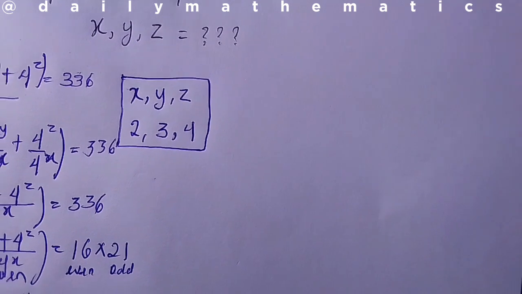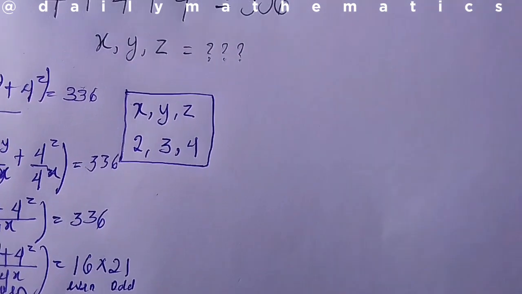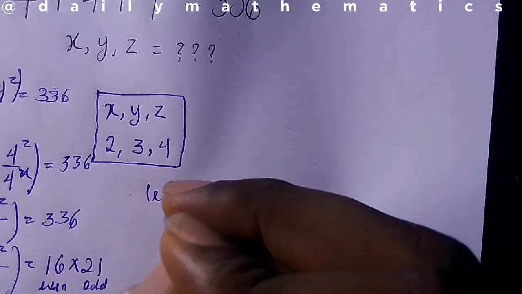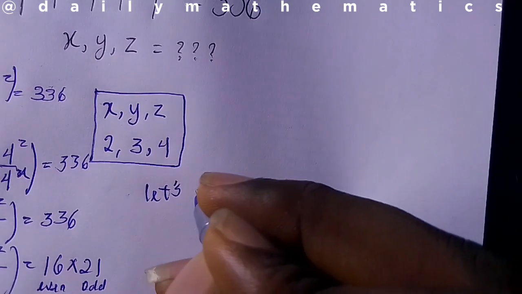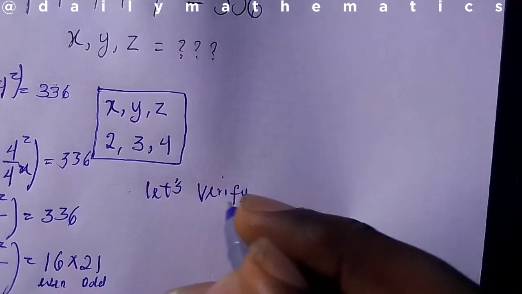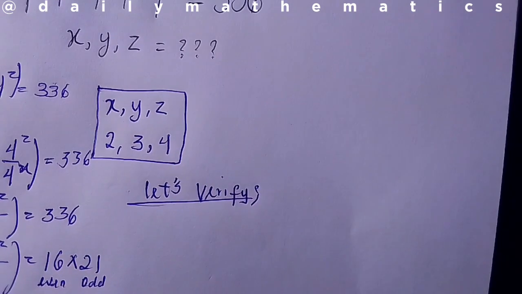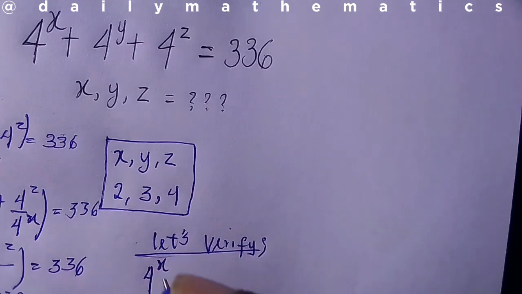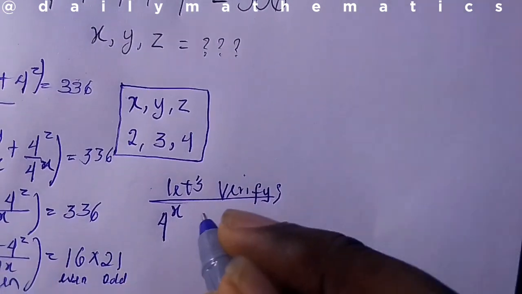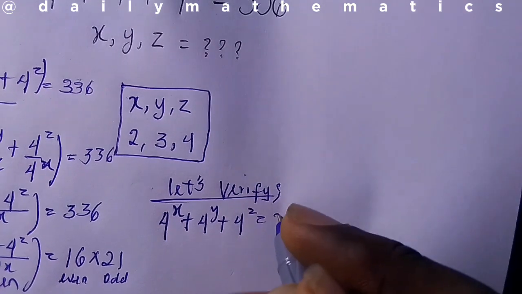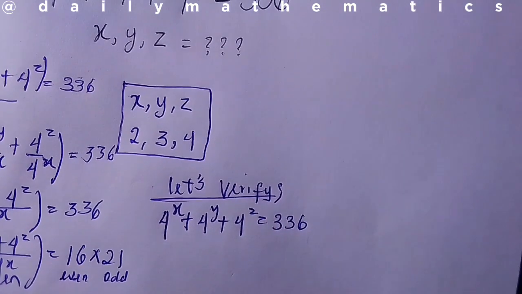So how do we now check our solvings whether it's correct? How do we now check? So let's verify, right? So from the first equation, the equation says 4 raised to the power of x, so let's put it down. 4 raised to the power of x, plus 4 raised to the power of y plus 4 raised to the power of z equals 336.